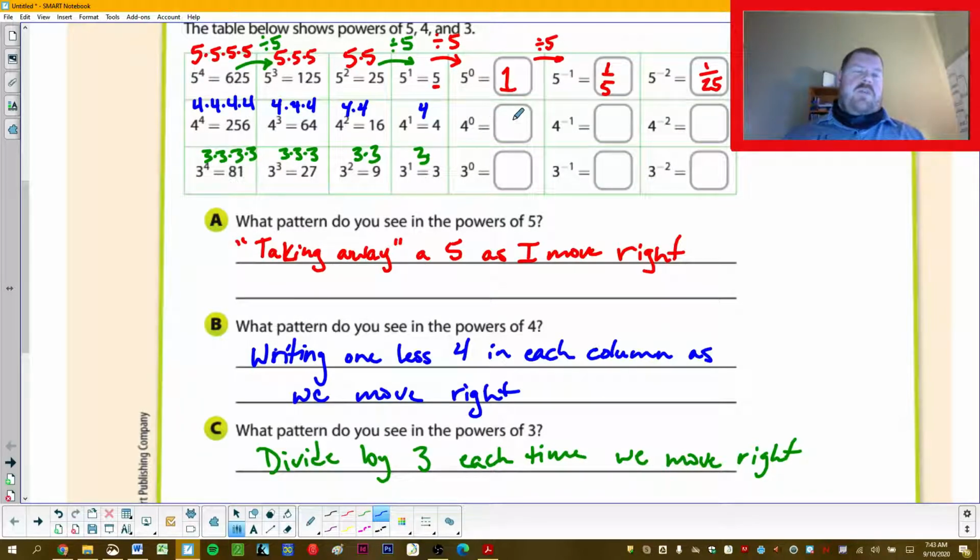4 divided by 4 is 1. 1 divided by 4 is 1/4. And then for the tricky one, 1/4 divided by 4, or 4/1, is 1/4 times 1/4. 1 times 1 is 1, over 4 times 4 is 16. So I have 1/16.